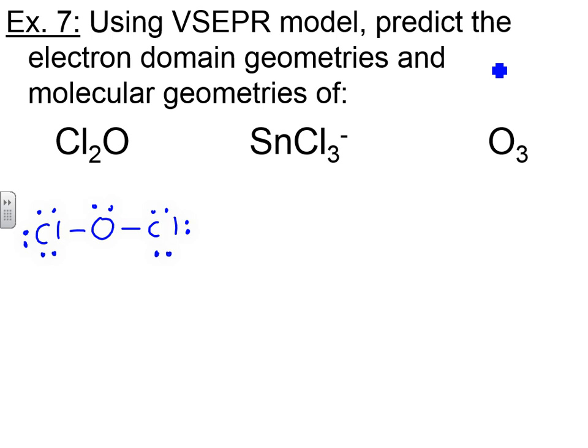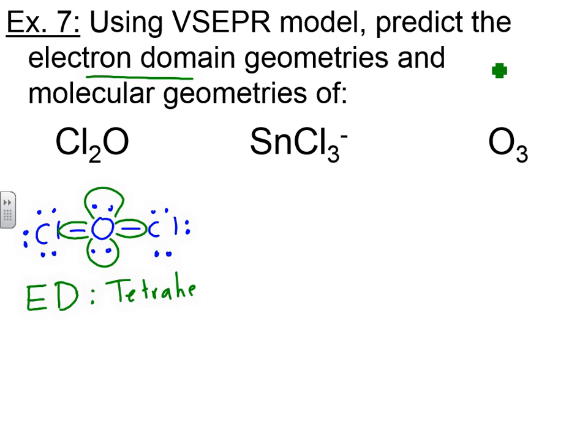Now, in this case, what we do is we first assign the electron domain geometry. So the electron domain geometry, which is the first one that we look at, is based on simply how many electron domains are around the central atom. It'll always be focused on the central atom. So in this case, we have 1, 2, 3, 4 electron domains, and 4 go to opposite sides, and they make a tetrahedron, so we call this tetrahedral. So the electron domain geometry is tetrahedral.